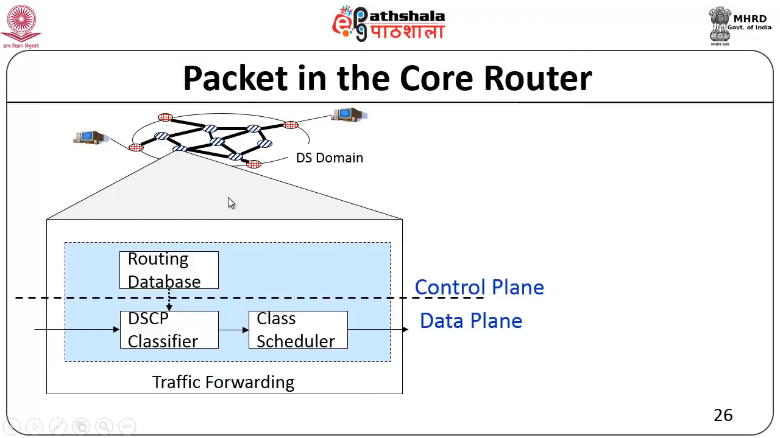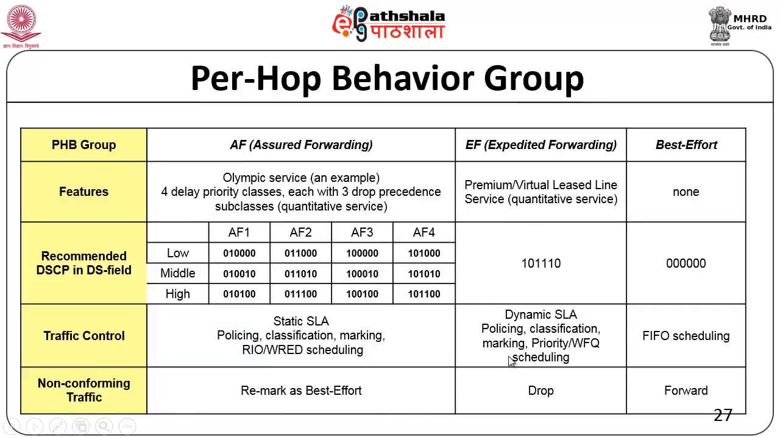So in the core router, what actually happens to the packet at the data plane? It's basically data plane processing that gets done at the core router. So the DSCP classifier is there, it classifies it, schedules it and forwards it. So that's all that happens at the core router. Okay. So if you look at the overall per hop behavior group, you can see that we have these 3 different per hop behaviors: assured forwarding, expedited forwarding, and of course if both these are not there, you have the best effort forwarding.